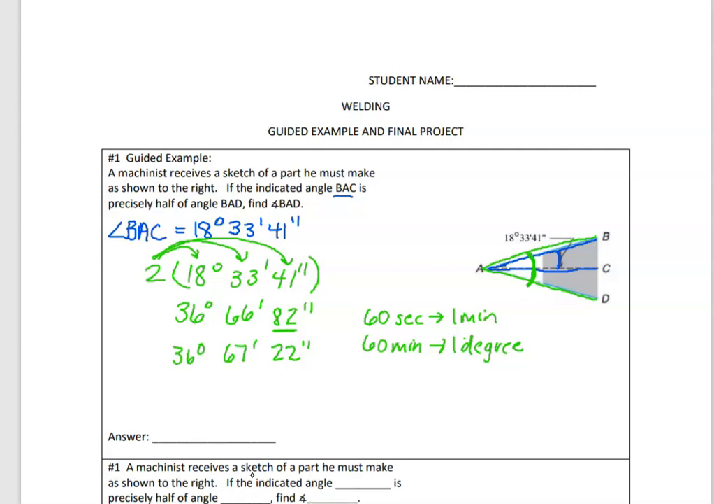Now I want to look at this middle term, this minutes term, and ask, do I have over 60 here? Well, yes. I have 7 over 60. So I have enough to make 1 degree more, so it's 37 degrees. And since this is 67, 67 take away 60 would give me 7 minutes and 22 seconds. So this is going to be my final answer. Okay.